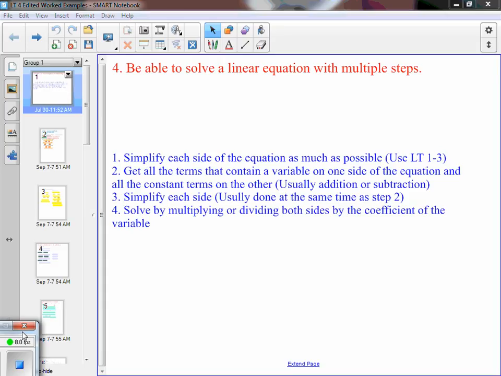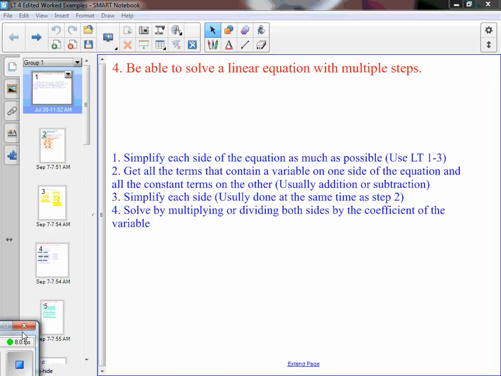All right, here's learning target number 4 for Unit 1. Be able to solve a linear equation with multiple steps. And then I wrote down some procedures here in the blue. We need to simplify each side of the equation as much as possible. That's one of the reasons the first 3 learning targets came earlier than this learning target, is because we use our order of operations, we use the distributive property, we use combining like terms. All of that stuff might come up when we say simplify each side of the equation as much as possible. But that's what you do.